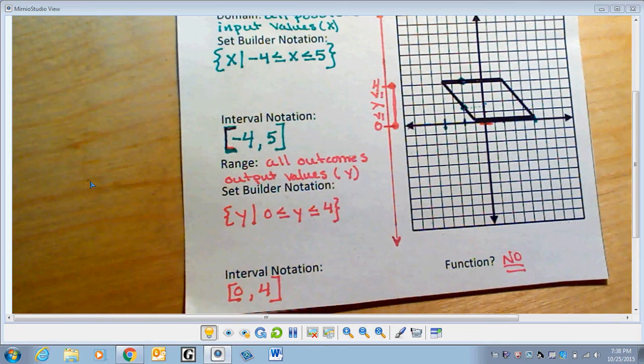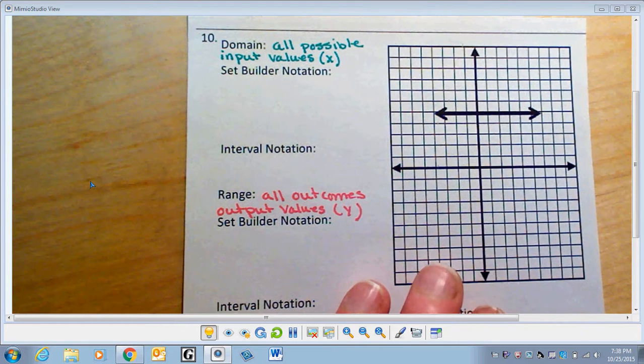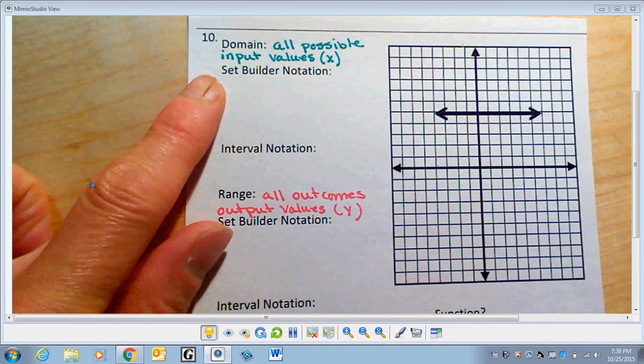Let's look at one more. We're going to do 2 and 1 on this video. And this one's a slightly different one, and I want you to think about this when we do it and not just blindly go through the motions. So we're going to find the domain, all possible input values of x.